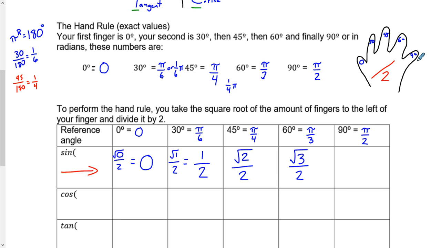For 90 degrees, or pi over 2, how many digits to the left? There are 4 digits. So the square root of 4 over 2, the square root of 4 is 2. And 2 divided by 2 is 1.